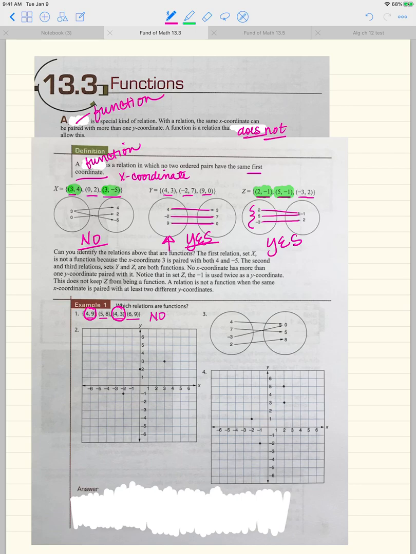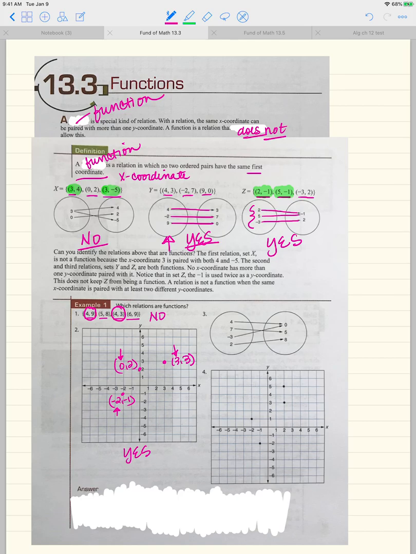Number 2, we have 3 points in a coordinate plane. Right here we have (-2, -1). Up here we have (0, 2), and over here we have (3, 3). Is this a function? Yes, it is. Why is it a function? Because there are no 2 coordinate points that have the same x value. We have an x of -2, an x of 0, and an x of 3. So yes, this is a function.